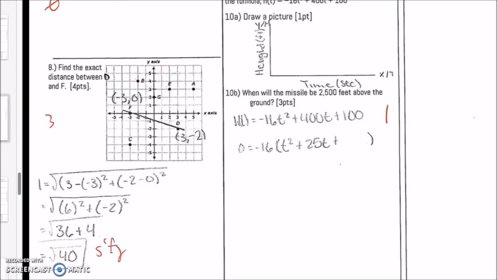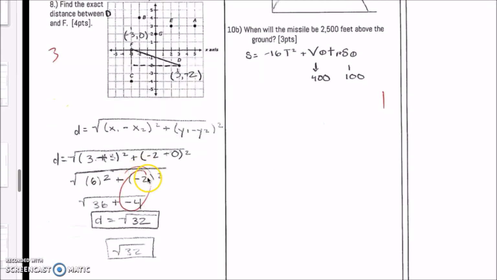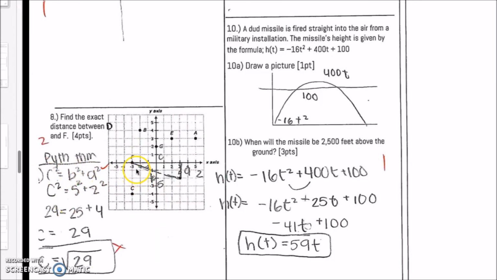Square root of 4, you just need to simplify that. Got a 3 instead of 4. Put that in your calculator. -2 squared is a positive 4, so this should have been 36 plus 4. Pythagorean theorem's correct. They should have done 1, 2, 3, 4, 5, 6. So I give them 2 points for the formula.